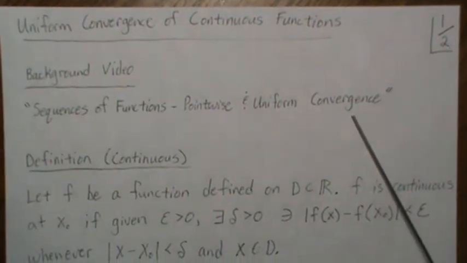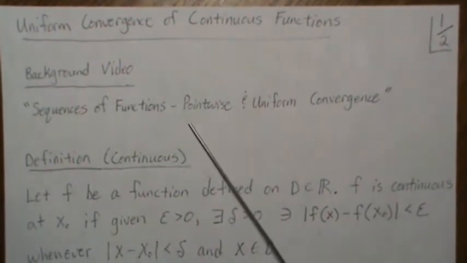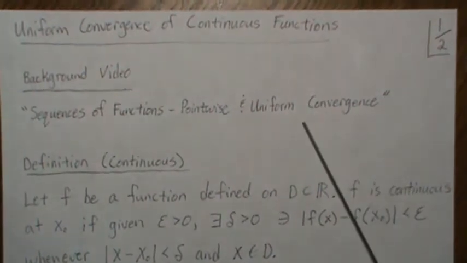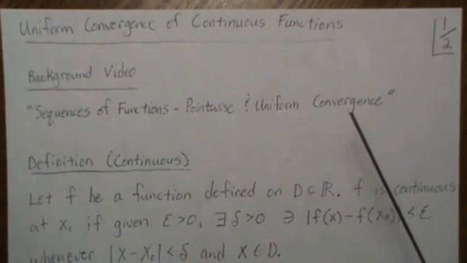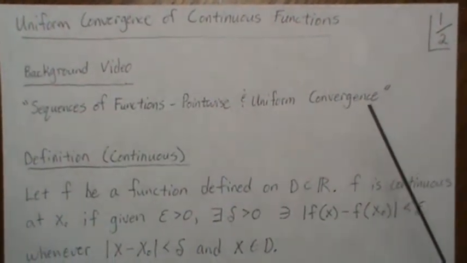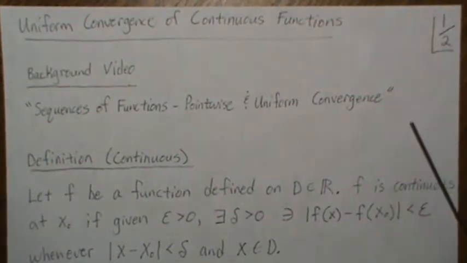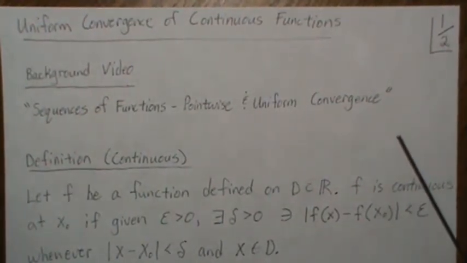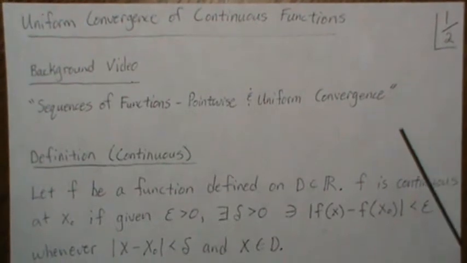In here, we're going to show that if the functions meet pointwise and uniform convergence and the sequence of functions are continuous, then what it limits to is also continuous.